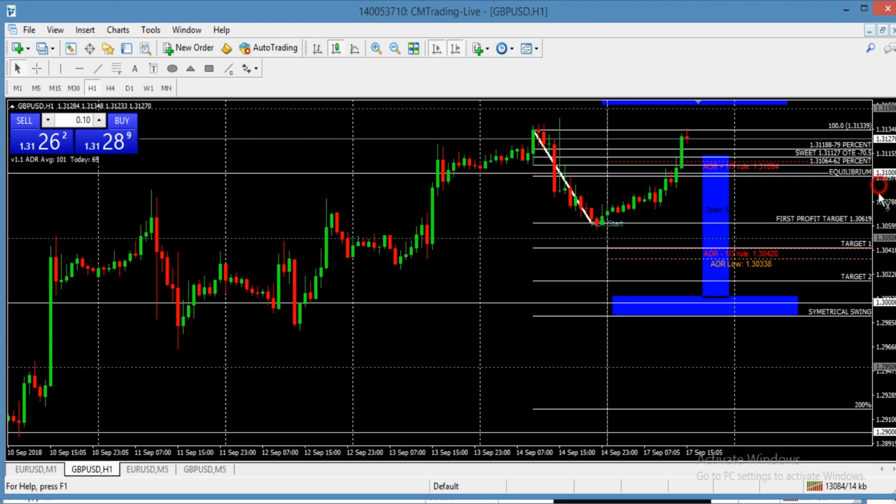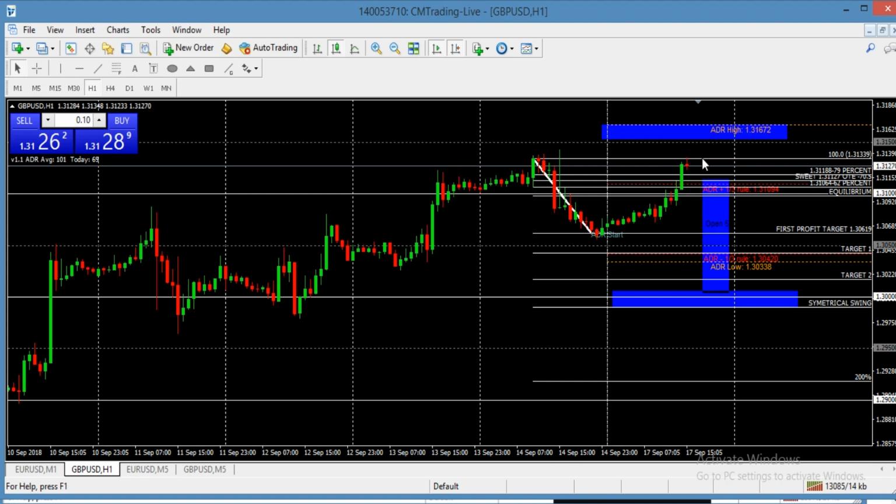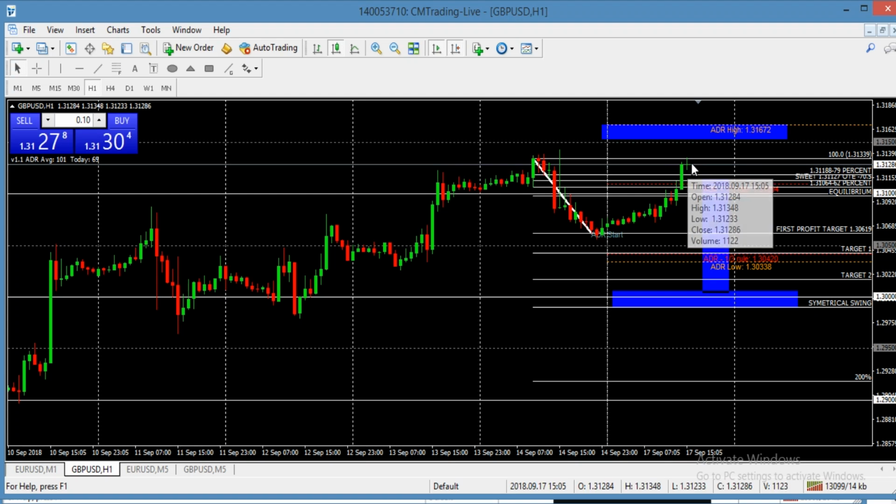Now I mentioned one thing, that there is another important zone that we need to consider up here. There is the ADR, the average daily range high. If it breaks this level, we'll be waiting for it to come to average daily range before it starts coming down here. Alright, so that's just one thing to look out for, but we know this zone today is a very good zone to sell the market.